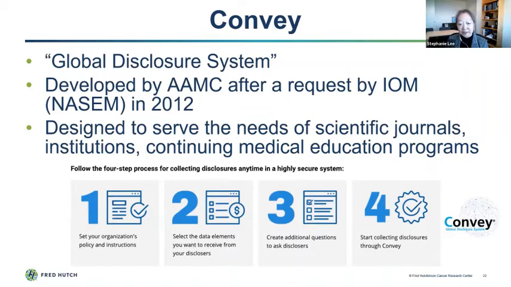They would decide which data elements they wanted to collect. They would ask any additional questions that they wanted. And then the investigators would put their information in. The way this is designed is that once you put your information in, hopefully it can be sliced and diced for any other journal or institution or CME program that comes along and wants to have your conflicts of interest. And as I mentioned, a few select journals and other places are using it.